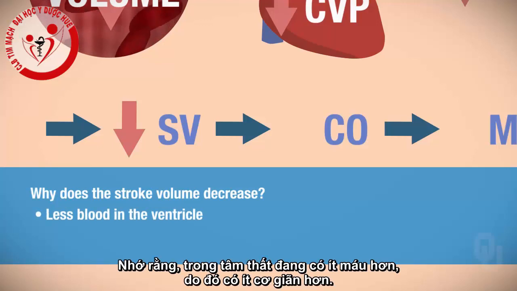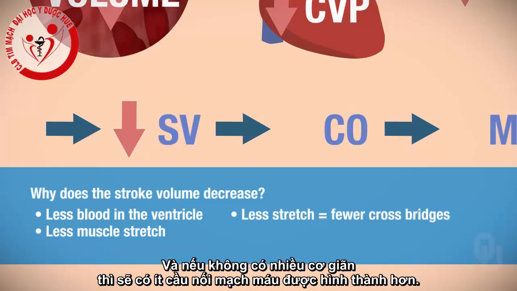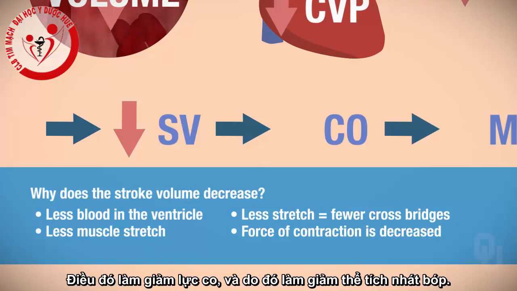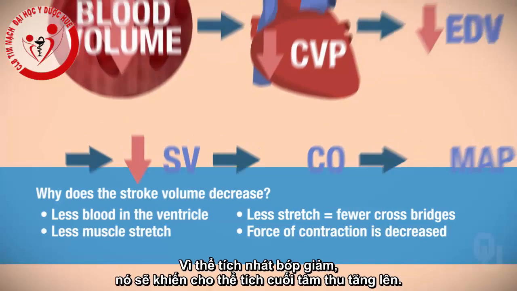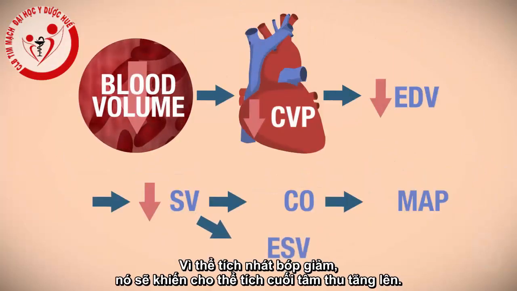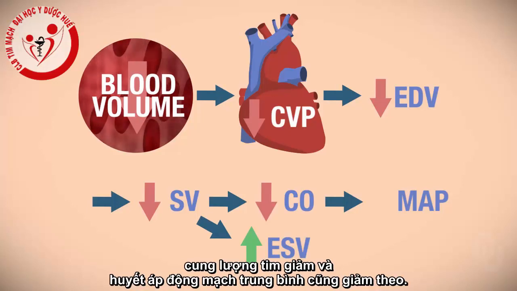Remember, there's less blood in the ventricle, so less muscle stretch, and if there's not as much stretch, there are fewer cross bridges forming, which decreases the force of contraction and therefore decreases stroke volume. Since stroke volume is decreased, this will cause the end systolic volume to increase. And if stroke volume goes down or decreases, cardiac output decreases and MAP decreases as well.